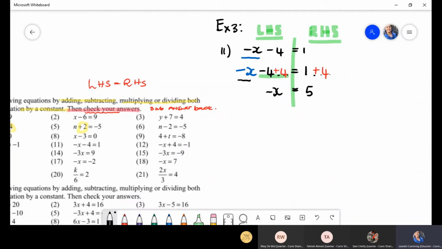But I'm not done here, because what I actually have here is a minus 1 times x. That's what this is, okay? And it did not ask me to solve for minus x. It asked me to solve for x. Therefore, I need to eliminate this coefficient. So I will divide by minus 1.